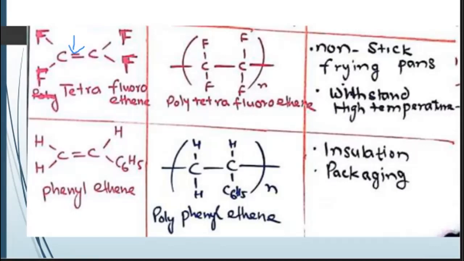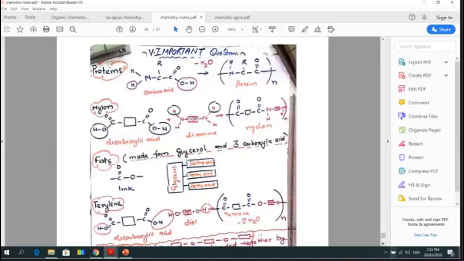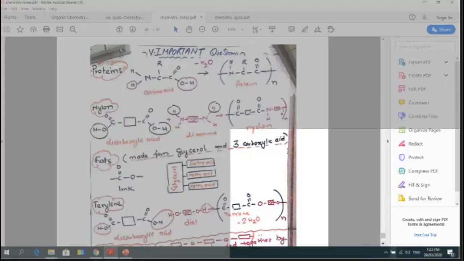And the next we have phenylethene, right? You have the carbons with hydrogens, and then you have C6H5, and the double bond again has been broken. There's no double bond present, but that unit is now repeated over and over and over. This is used in insulation packaging, right? So that gives us polyphenylethene. Now, it's not any new information that I'm presenting to you, I'm just going over what we would have spoken about a while ago. So let's take a closer look at some of these things that we've been talking about.